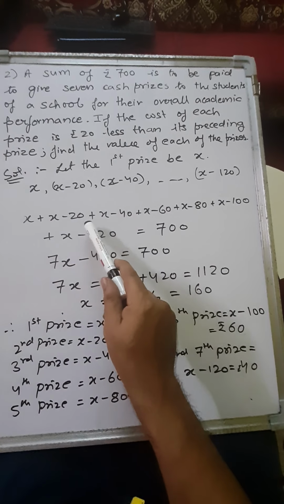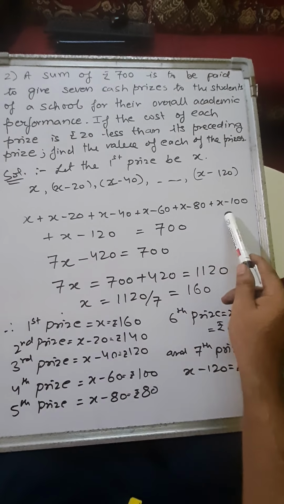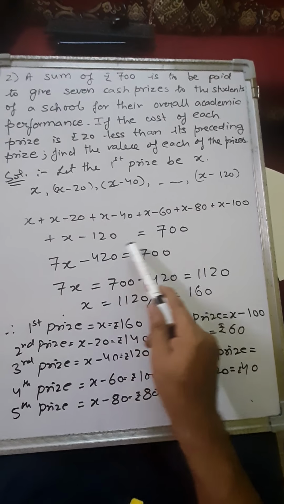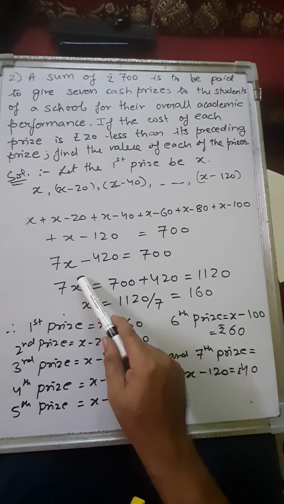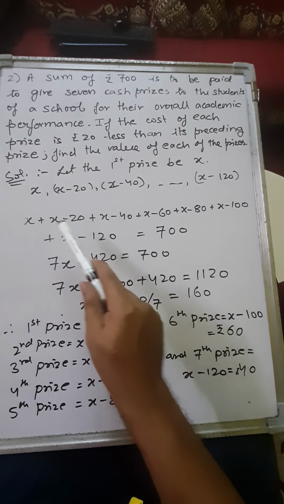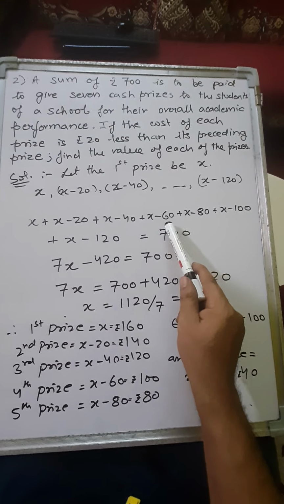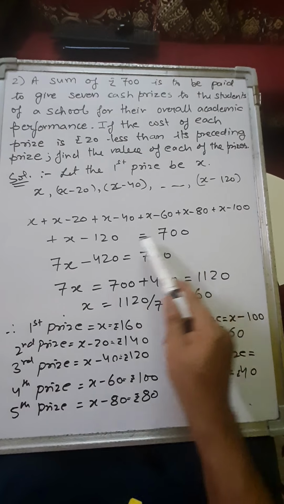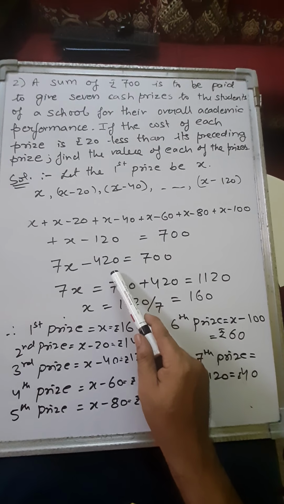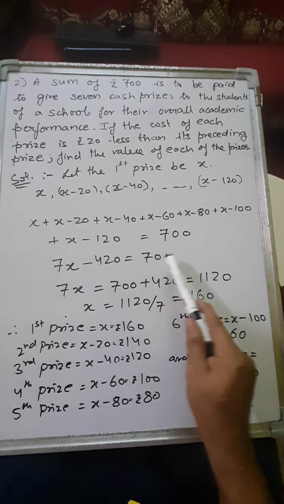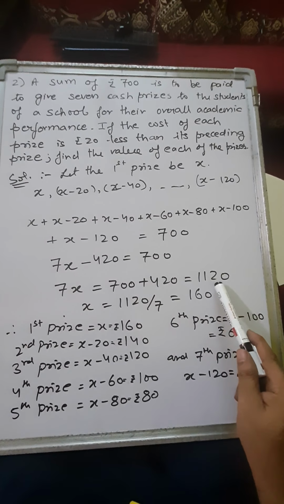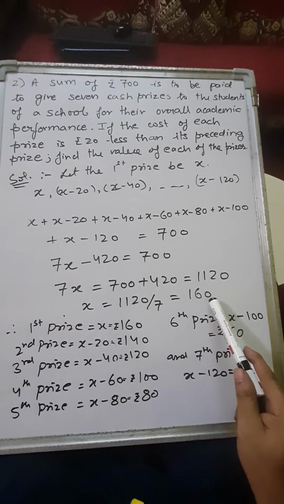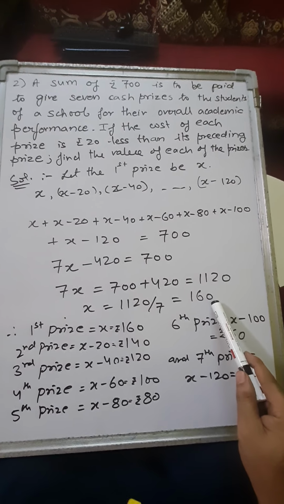That means X plus X minus 20 plus X minus 40 and so on up to X minus 120 will be equal to 700. So X has come 7 times. So X plus X plus X, 7 times, is 7X, minus 20 minus 40 minus 60 minus 80 minus 100 and minus 120, which makes 420. When we transfer this 420 to that side, it becomes 700 plus 420 equals 1120. Dividing by 7, we get the value of X equals 160.